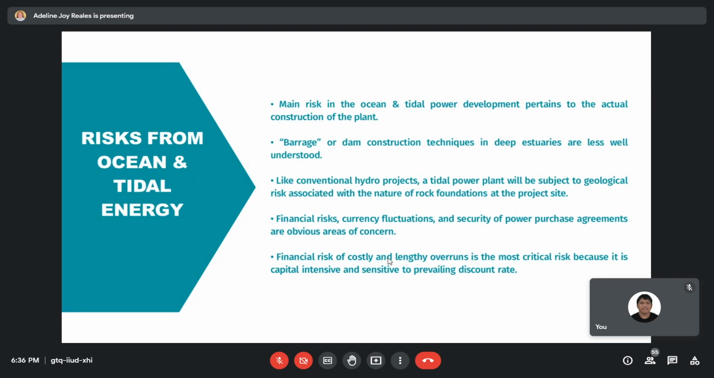Financial risk, currency fluctuations, and security of power purchase agreements are obvious areas of concern. And lastly, the financial risk of costly and lengthy overruns is the most critical risk because it is capital intensive and sensitive to the prevailing discount rate.